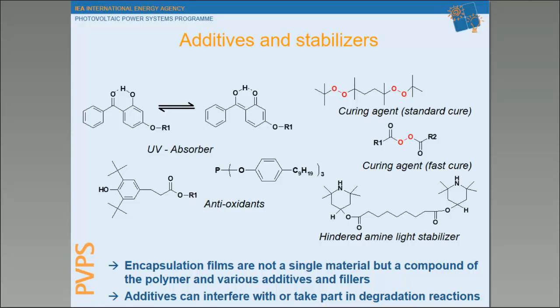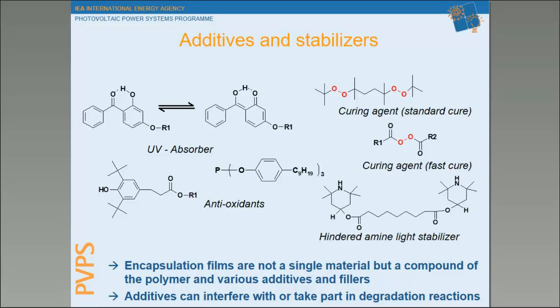Usually to polymers, you have to add additives and stabilizers in order to get the needed performance for each kind of application. And in our case, in order to get the 25 years of lifetime, we need to add UV absorbers, we need to add antioxidants to the material, you need to add hindered amine light stabilizers to the material, and because we need the cross-linking, we need to add curing agents that are usually various kinds of peroxides.